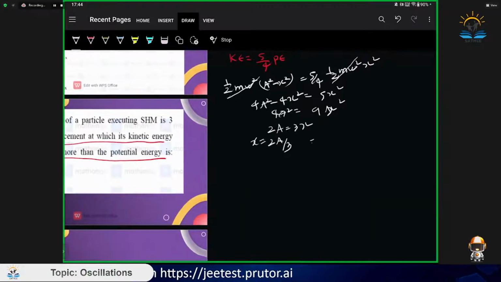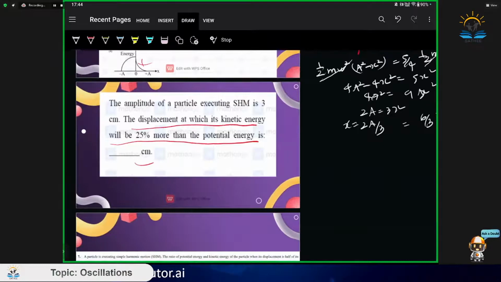A is given 3. So 6 by 3, that is 2 centimeter. Our answer will be 2 centimeter.